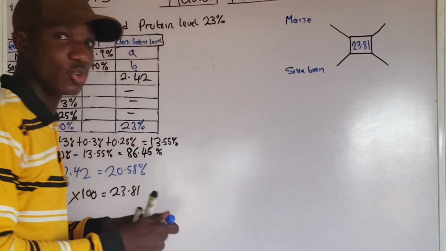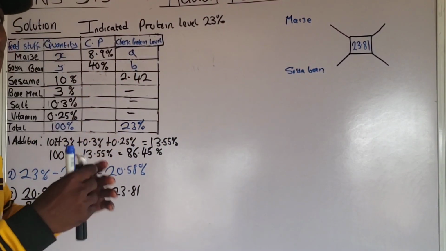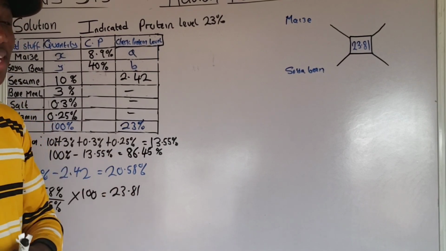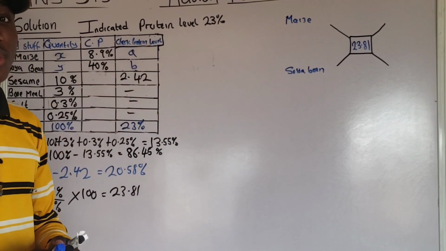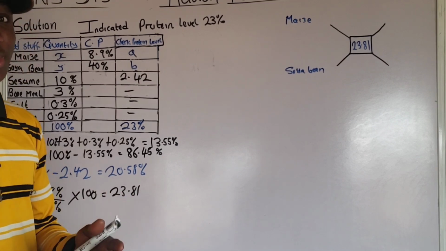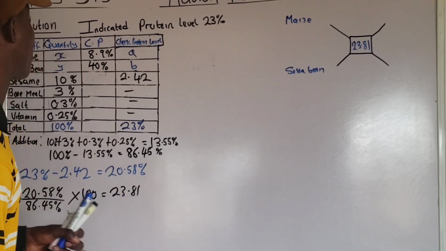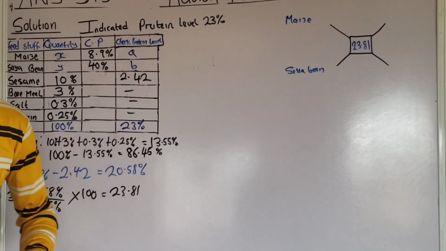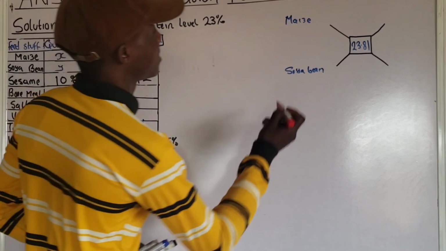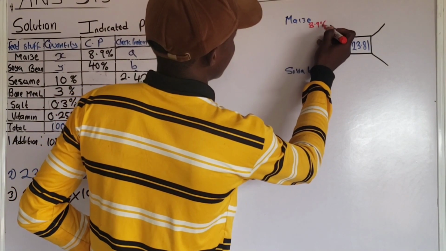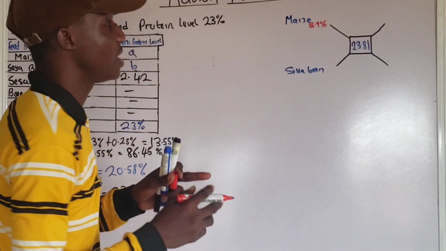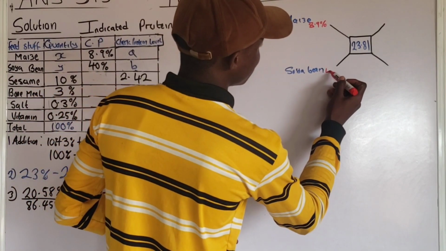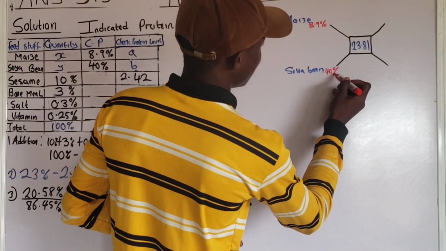Okay, don't forget the goal. The goal of the question is to determine the quantity of maize and soya bean that is going to be contained in our feed, in our diet, you understand, and the crude protein level for both maize and soya bean respectively. Now don't forget that the crude protein level for maize is 8.9%. So I'm going to place 8.9% here. That is the crude protein level for maize. And that of soya beans is 40%. So here I'm going to have 40%, okay?